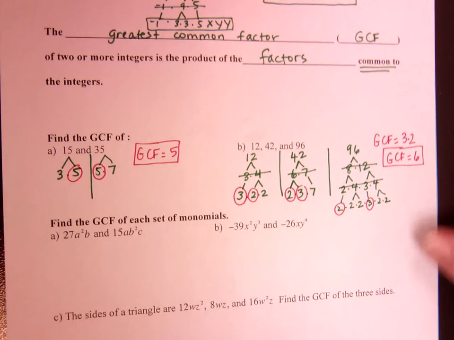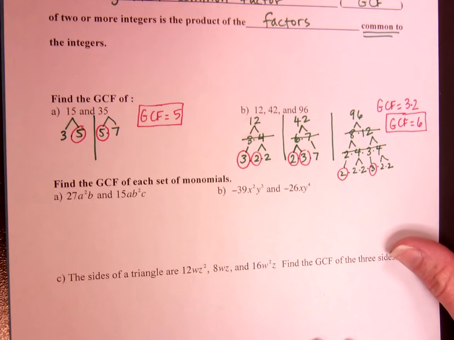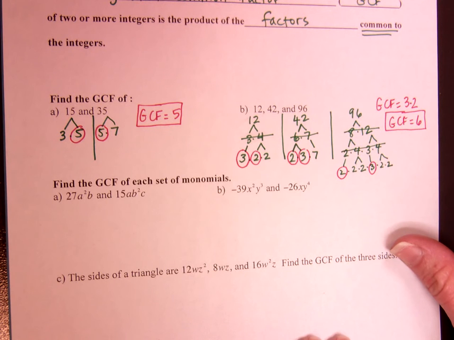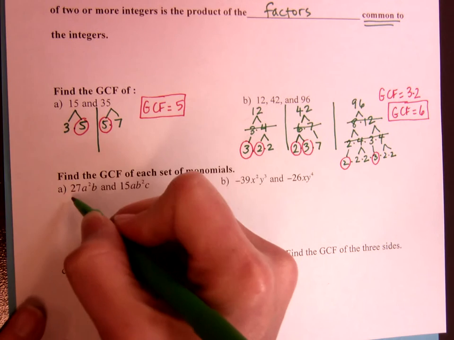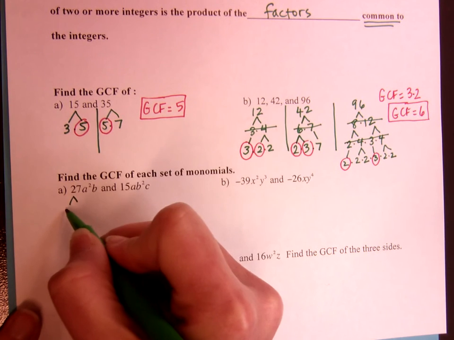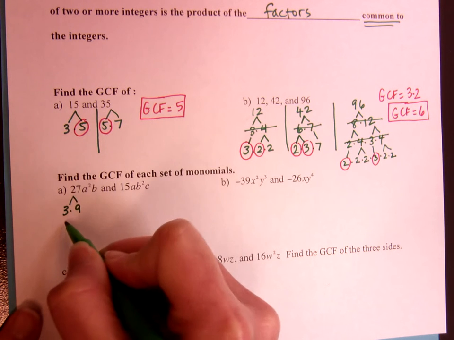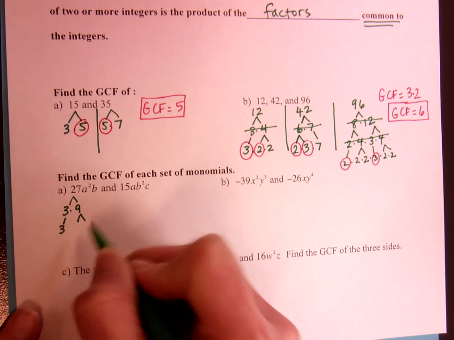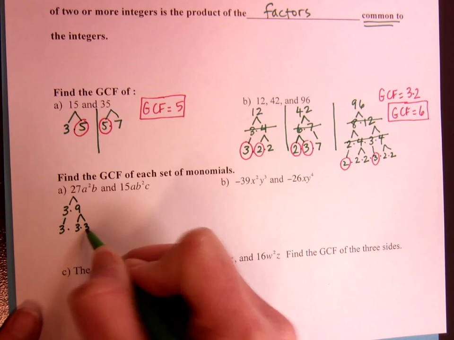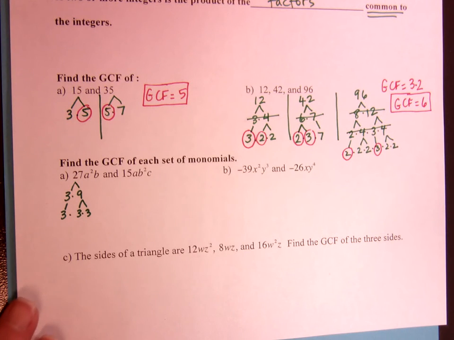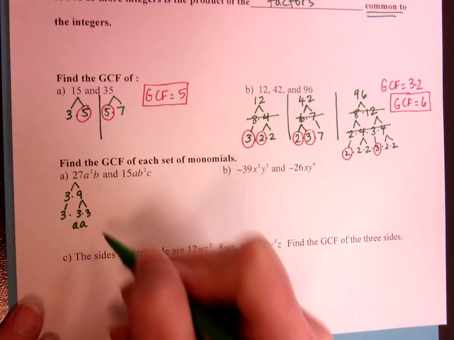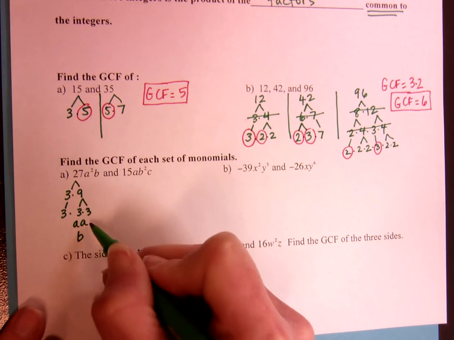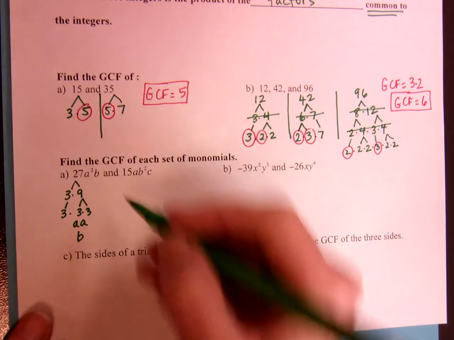All right, so now let's go on to doing the same thing but with numbers and letters with exponents. We're starting out with 27a squared b. 27 can be broken into 9 times 3. The 3 is prime, but the 9 is not, so we'll do 3 times 3 for that one. Now let's break down the letters. How many A's will I write down? 2. How many B's? 1. I'm just going to put them underneath so that there's a little more space to see everything.